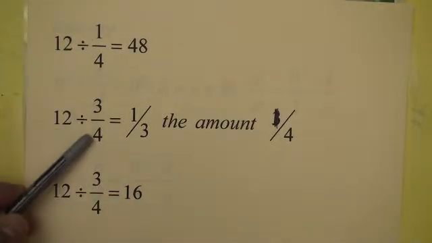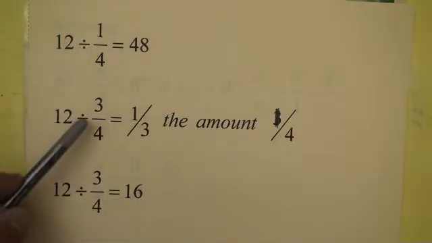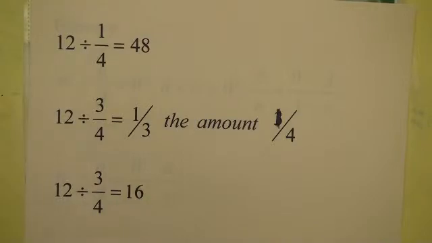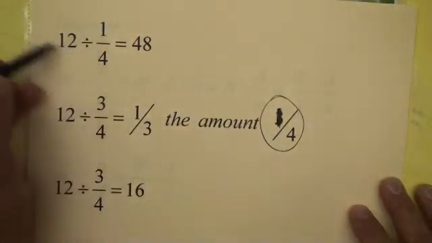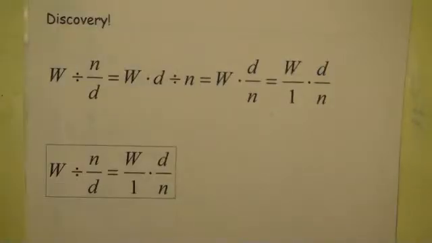Well, 12 divided by 3/4 is going to go in 1/3 of that amount of time because this is what? 3 times the size as this. So therefore, 12 divided by 3/4 goes in 1/3 the amount of times that 1/4 goes into 12. Therefore, 12 divided by 3/4 is 16 because 16 is 1/3 of 48. Discovery! What did we just discover? There's our pattern.